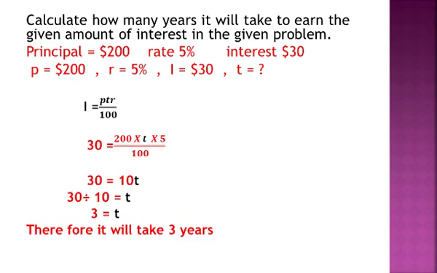Substitute the values. 30 equal to 200 multiply T multiply 5 over 100. So we get 30 equal to 10T. To find out T, divide by 10 on both sides. 30 divided by 10 equal to T. 30 divided by 10 is 3. So T equal to 3. Therefore, it will take 3 years.